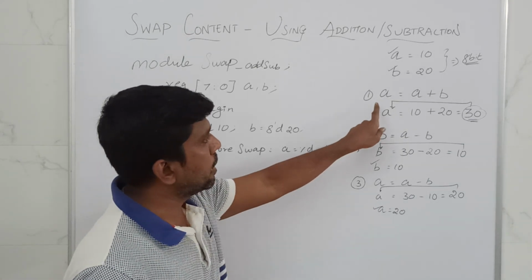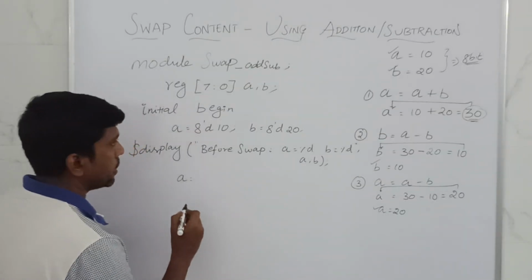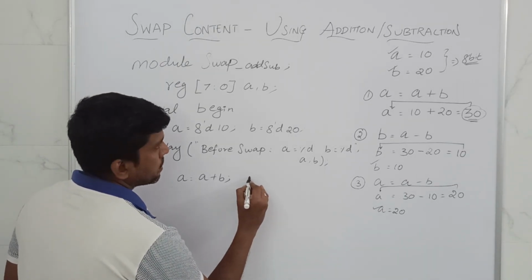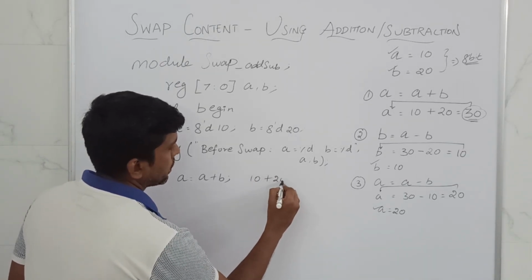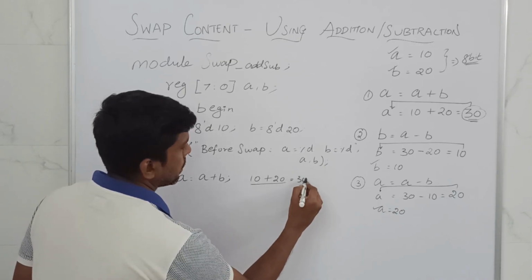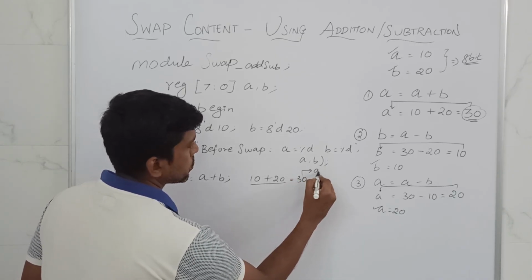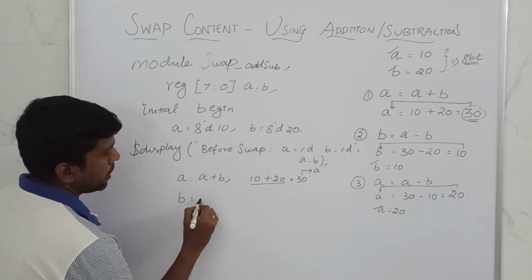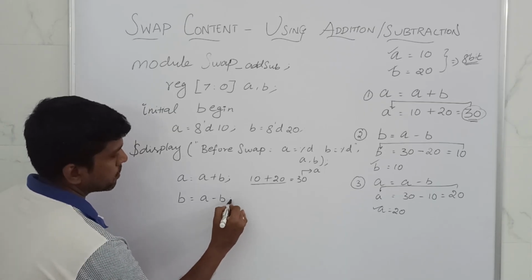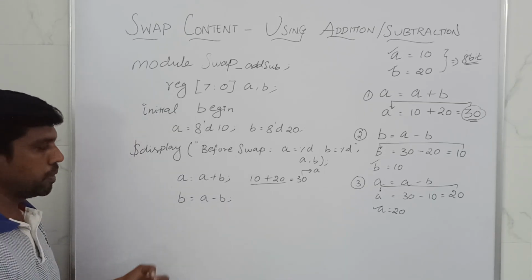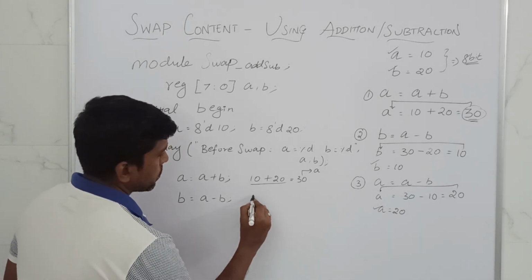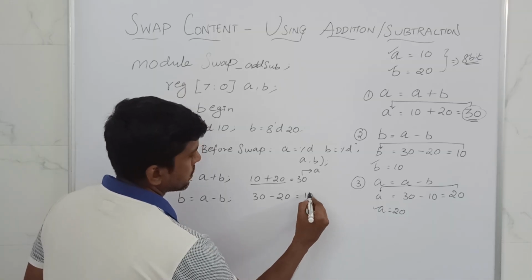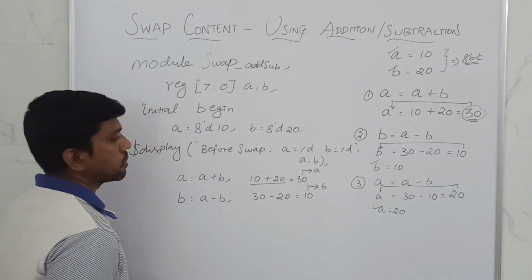So first step, I add these two variable contents. So A equal to A plus B. So now A value is 10, B value is 20. So after addition, you will get 30. So this 30 is stored in A variable. Then step 2, B equal to A minus B. So first I swap the value of B. So B equal to A minus B. So A value is 30, B value is 20. After subtraction you will get the result 10. So this 10 is moved to B.